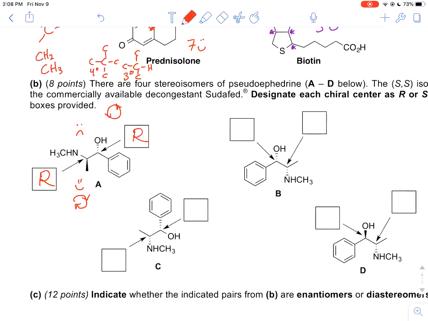Next, we're going to use the same prioritization type rules. We can do these maybe a little bit faster. This one we're looking at again in the wrong way. 1, 2, priority 3. Looks like it's R, but is actually S because priority 4 is towards us.